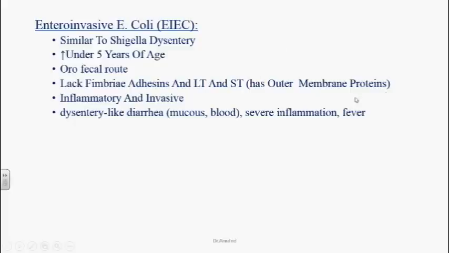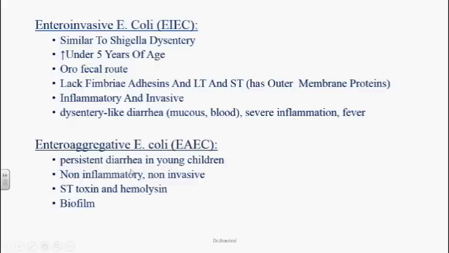We don't know the exact mechanism of these outer membrane proteins in causing enteroinvasive E. coli infections. These infections are always inflammatory and invasive because the organisms enter into the cells and destroy them, which leads to inflammation. So you can see fever in these patients, and leukocytes in the feces. So it is called an inflammatory and invasive type of diarrhea, a dysentery condition, with diarrhea with blood and pus, severe inflammation and fever.